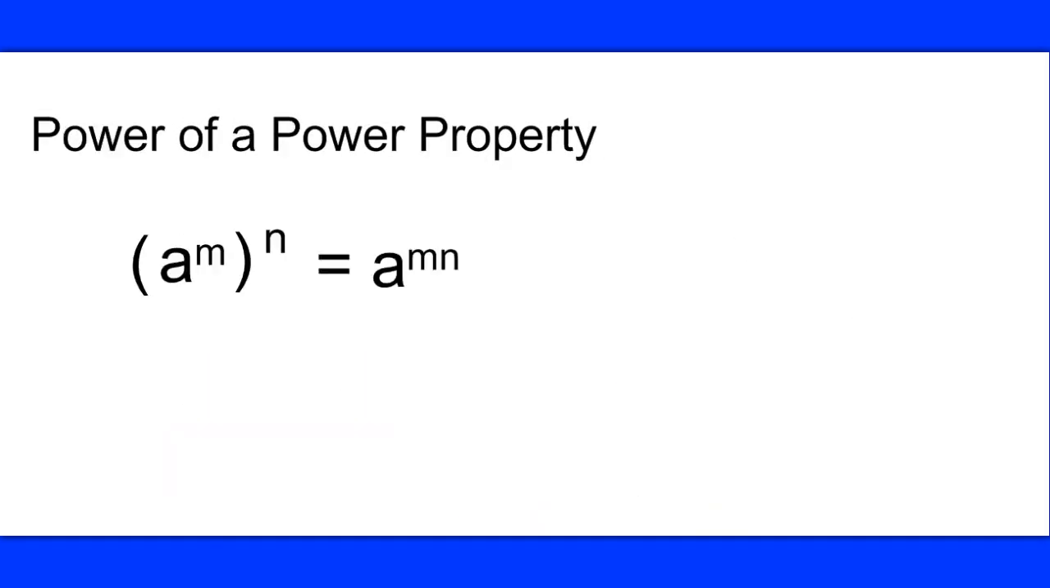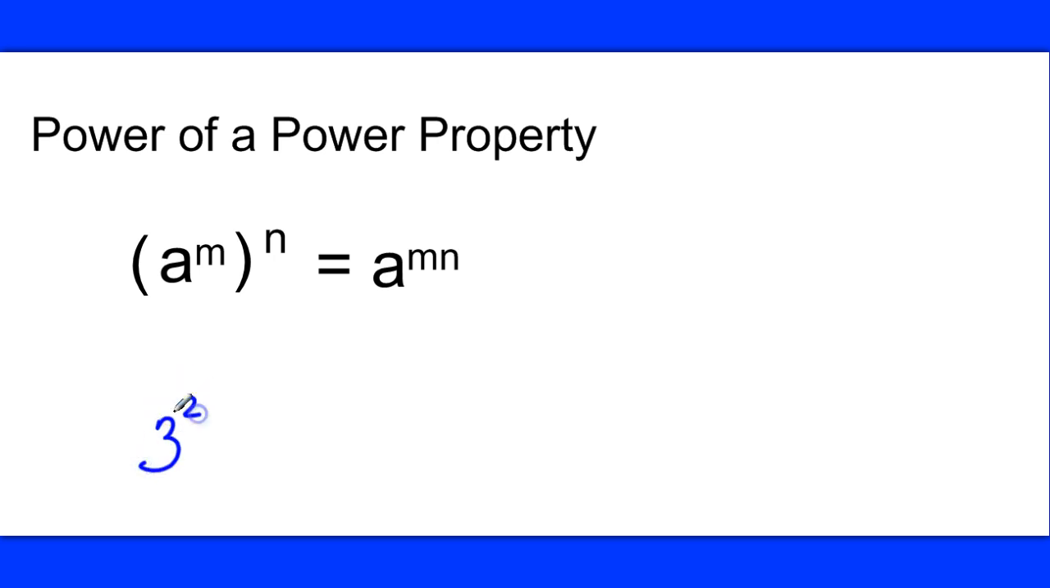Our next one is called the power of a power property. So I have two exponents or multiple exponents applied to one base. This rule tells me that in this case, I multiply them. I like to say multiple exponents applied to one base, you multiply the exponents. All right, let me give you an example.